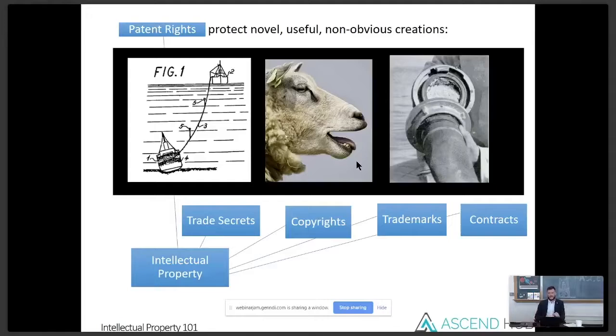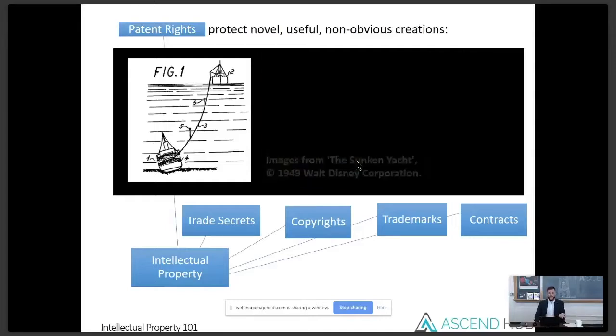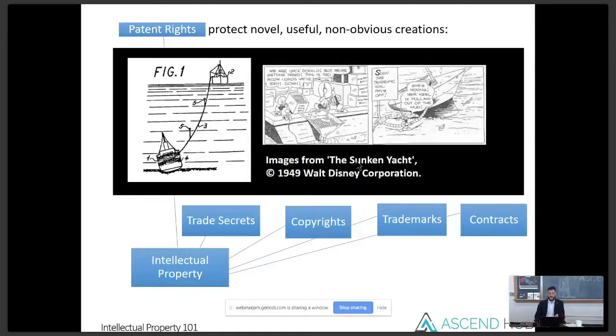Now, this patent never issued, and there is somewhat of a question as to whether it was because of this Donald Duck cartoon from 1949. This is from The Sunken Yacht, a Donald Duck cartoon owned by Walt Disney Corporation. And it shows Donald Duck and his sons stuffing ping pong balls down a tube and into a ship hull to get a treasure chest out of this sunken ship. And this patent, for the Danish inventor, was denied. And it's assumed it was because of this.